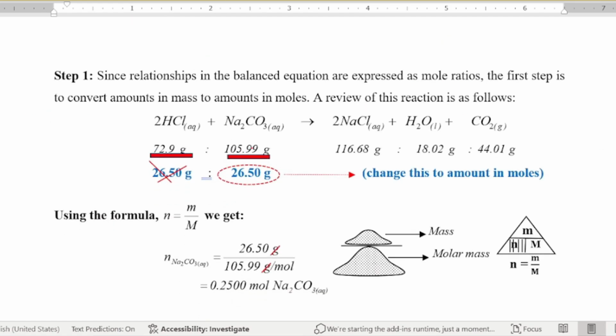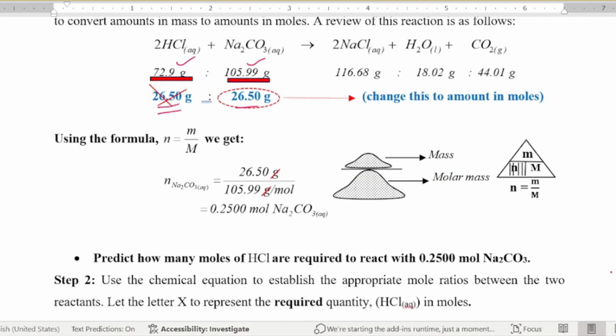Look, according to this equation here, this is the amount of sodium carbonate, and that is the amount of HCl that's used to neutralize it. So if you have 26.5 grams here, you can't just say it's 26.5 grams here, okay? Because these are not the same. If they were the same, then you'd say this will be exactly the same as that. So what we do is this. We change sodium carbonate from mass to number of moles. So you find the molar mass of sodium carbonate, which is this, 105.99 grams per mole. And you divide this by that.